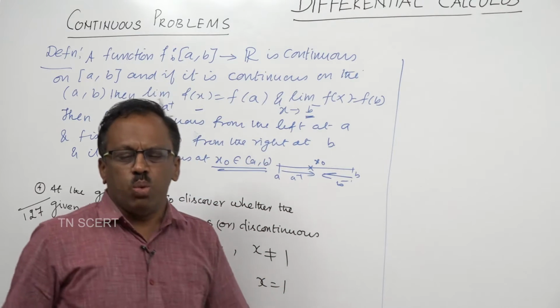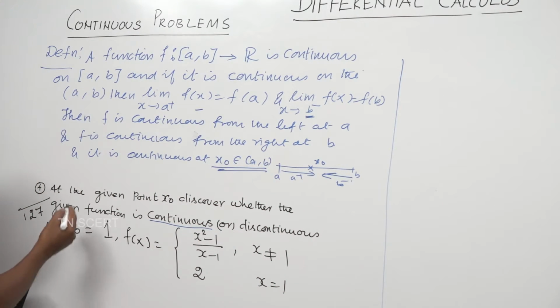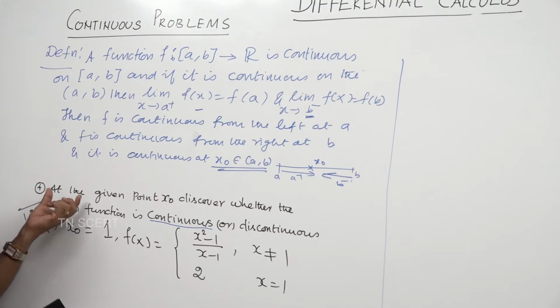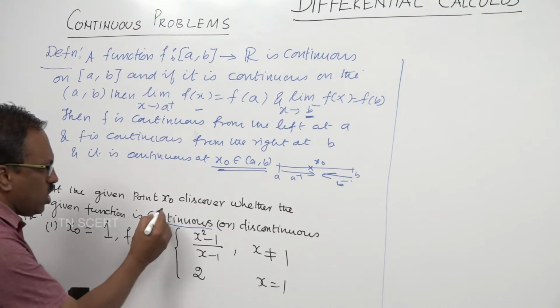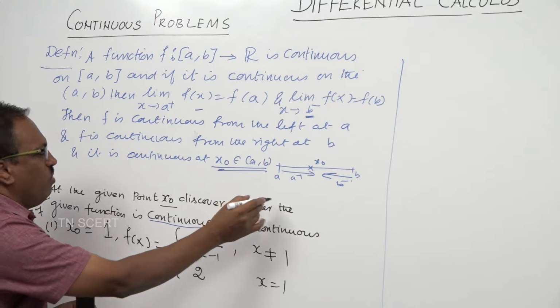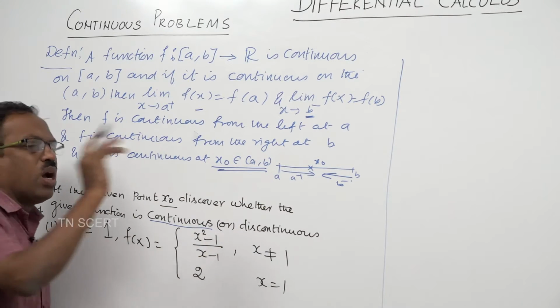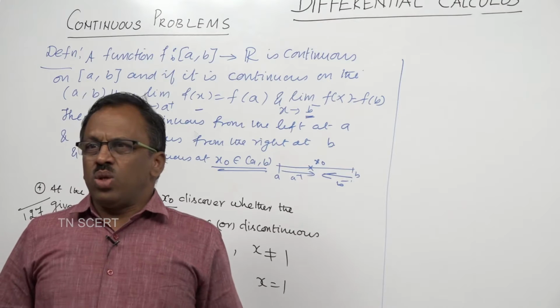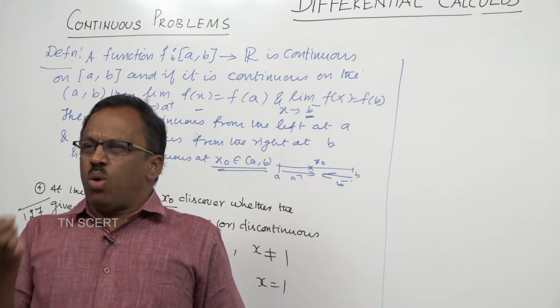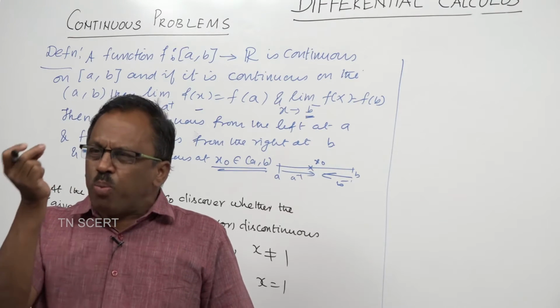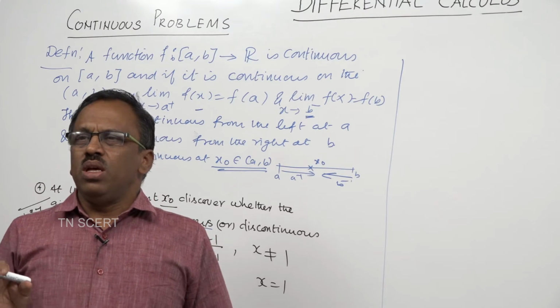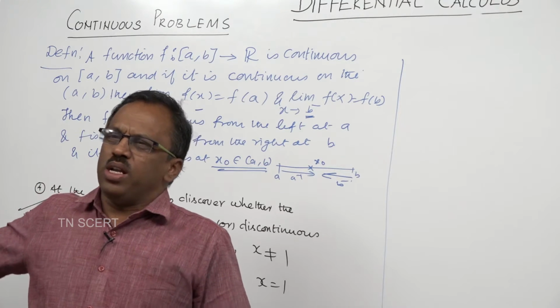So, that is the reason why we have taken this. Now, this problem is what? At the given point x naught, discover whether the given function is continuous or discontinuous. So, continuous and discontinuous means at what point it is continuous. So, it is everywhere that point is there.